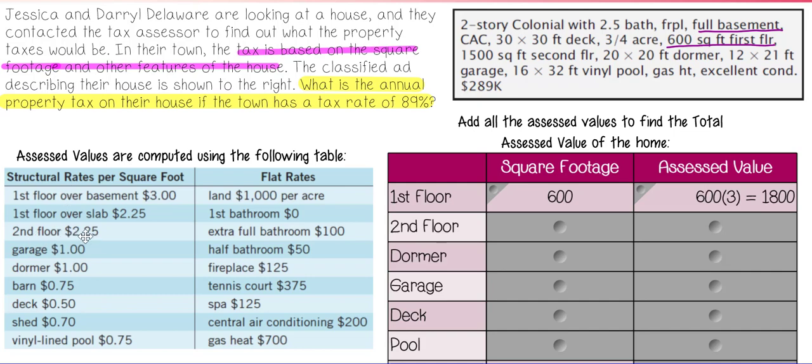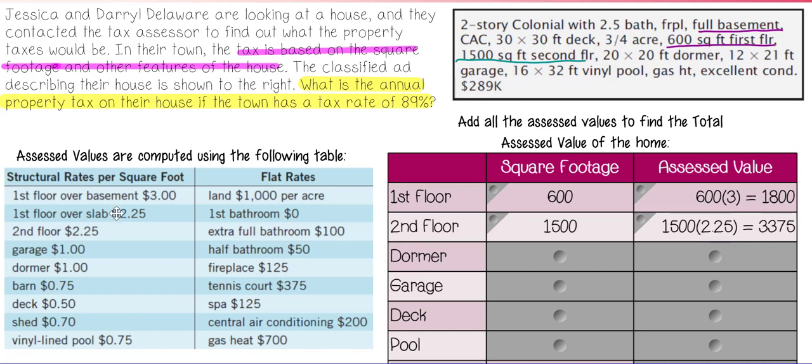Second floor, looking at our list over here, is $2.25. So we do have a second floor, and it is 1,500 square foot. So that means our square footage is 1,500. Multiply that times $2.25, and that assessed value for the second floor is $3,375.